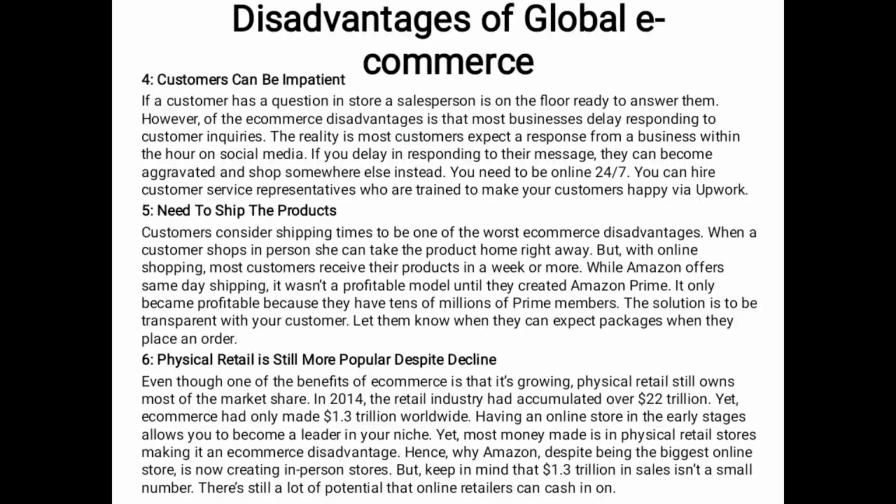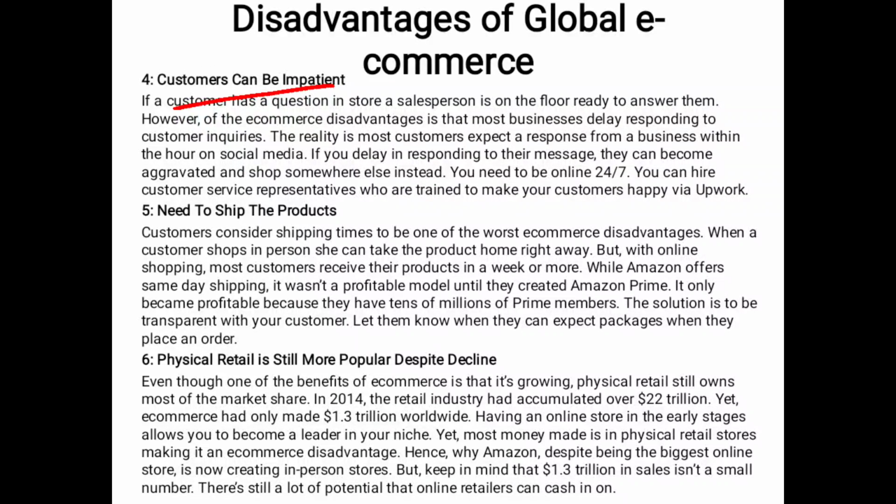Then customers can be impatient. In physical stores you see the product and immediately you can check it and get it, but in e-commerce it is not like that. Customers can be impatient about whether the product they are ordering is going to arrive, whether it is proper or worth it. Such questions and doubts will come.